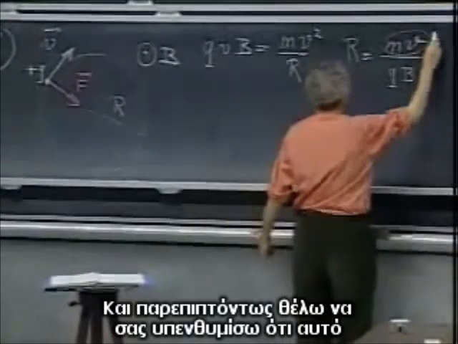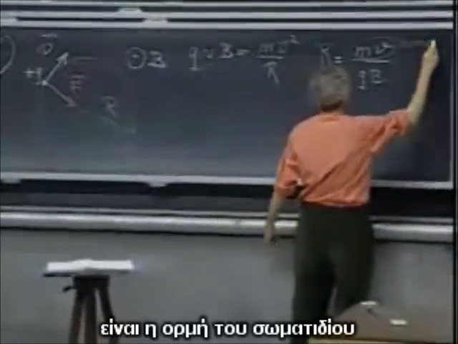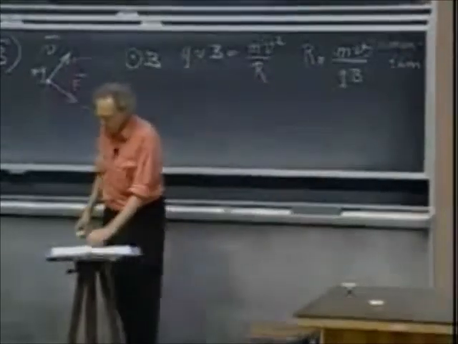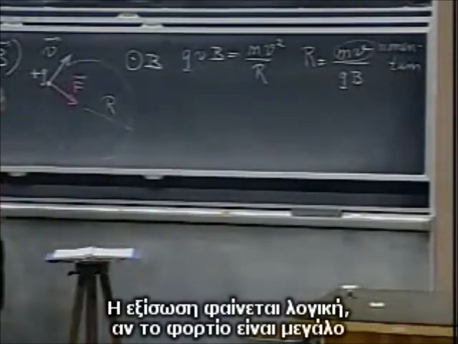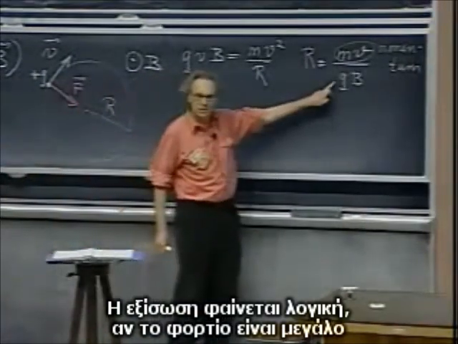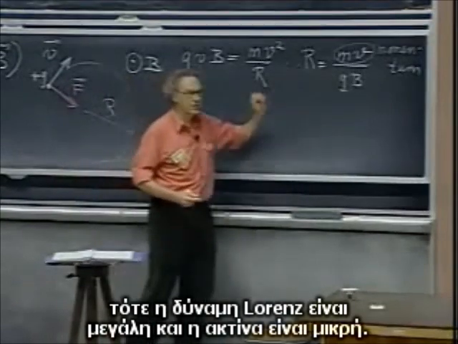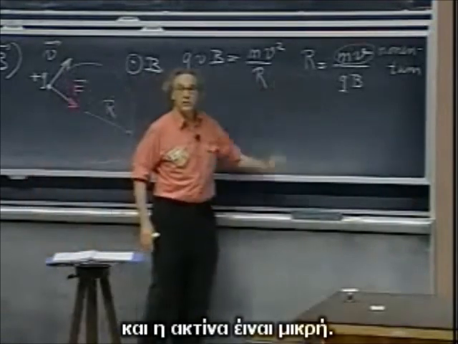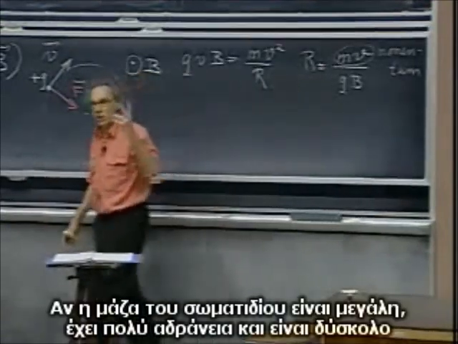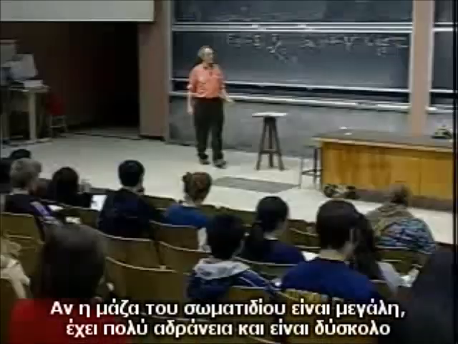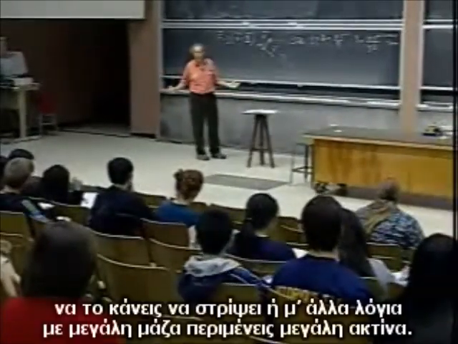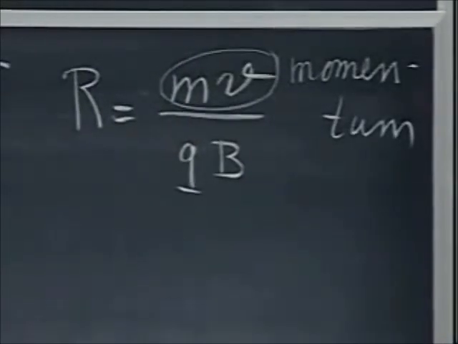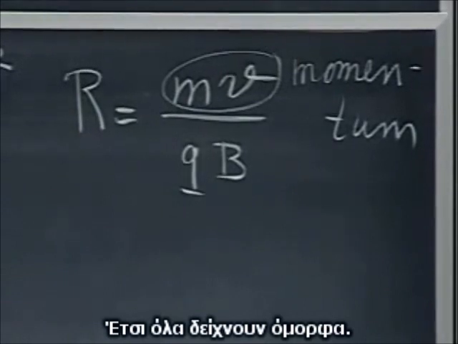And this, by the way, I want to remind you, is the momentum of that particle. If you look at this equation, it's sort of pleasing. If the charge is high, then the Lorentz force is high, so the radius is small. If the magnetic field is high, the Lorentz force is high, so the radius is small. If the mass of the particle is high, there is a lot of inertia, and so it is very difficult to make it go around, so to speak. So a very high mass, you expect a very high radius. And so that looks all intuitively quite pleasing.